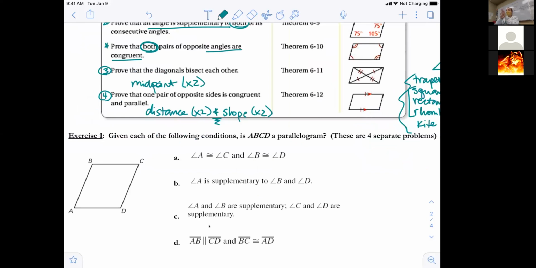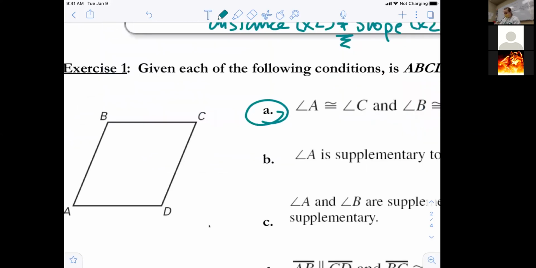And all of these are 4 separate problems. So we're going to do A, and then we're going to forget about A and look at B. And then we're going to forget about B, and then we're going to look at C. So given each of these conditions, is ABCD a parallelogram? So if I'm given angle A is congruent to angle C, and angle B is congruent to angle D, is this a parallelogram?